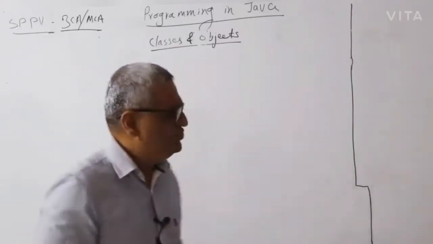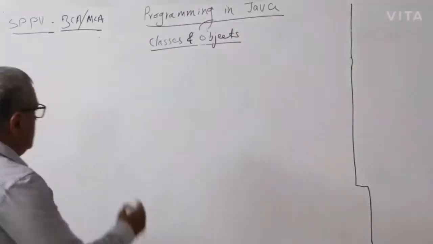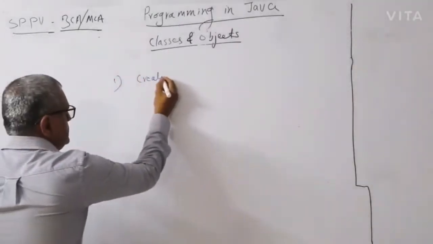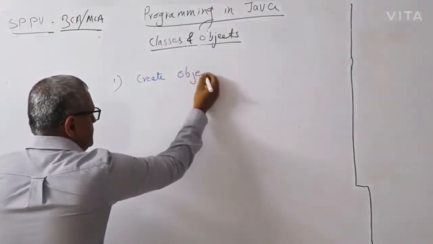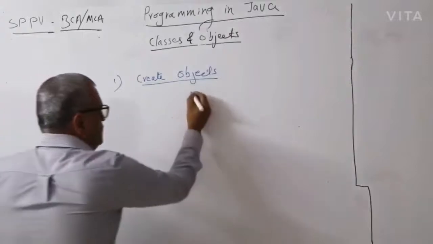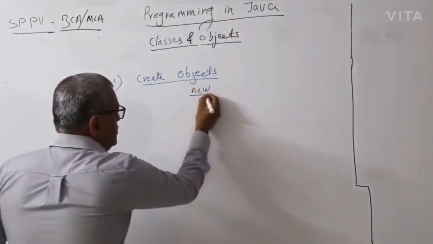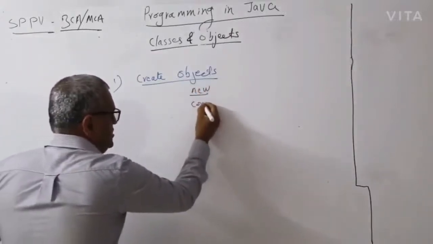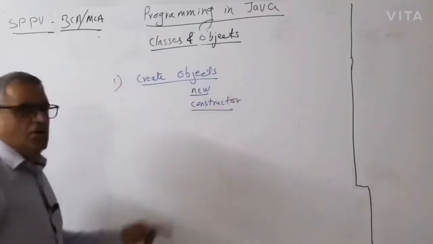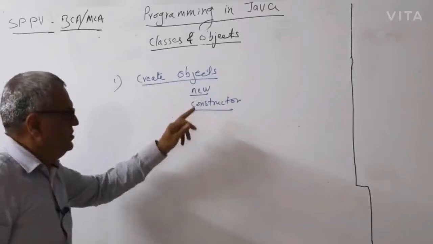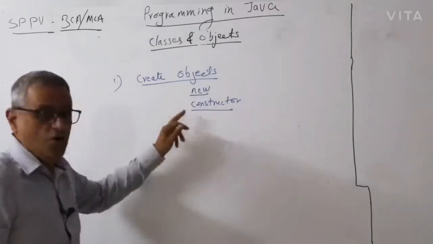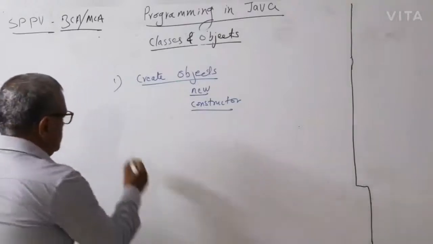So at the end of this video, what are we going to learn? Point one, create objects. We'll see how to create objects. Of course we will use the keyword new, and we will also see what a constructor is. So the use of the keyword new, and calling a constructor or constructing an object.